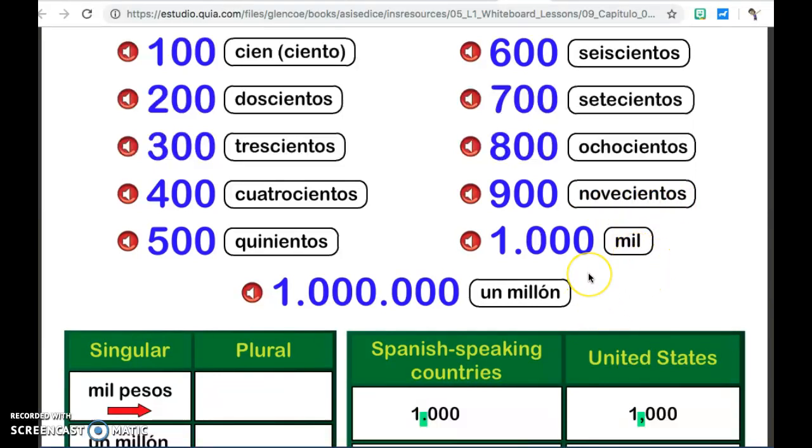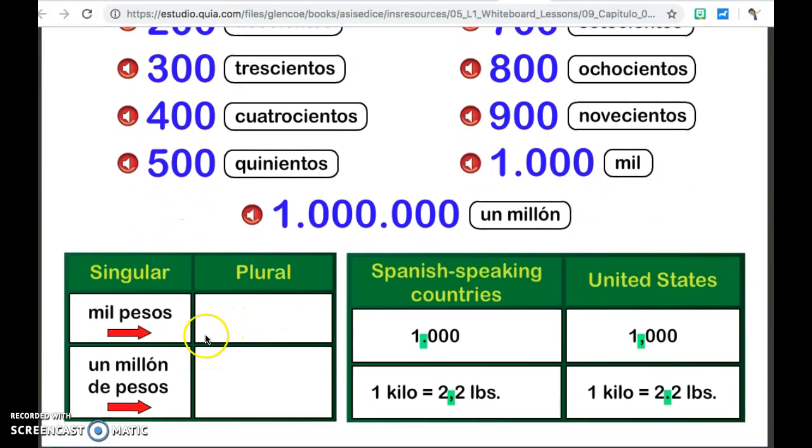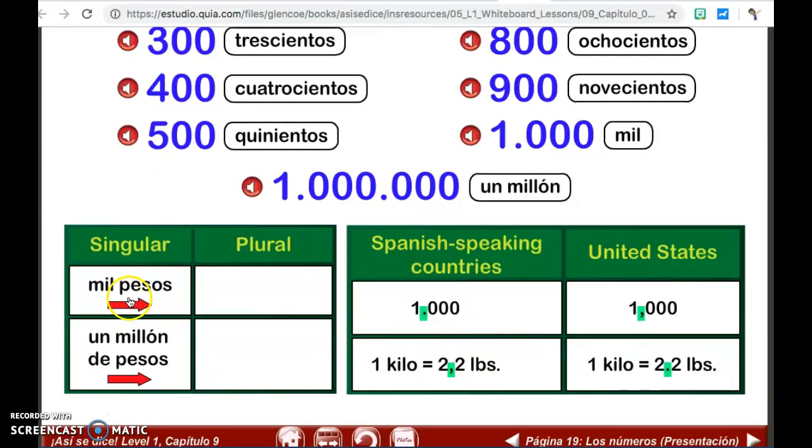1000 is mil, and 1,000,000 is un millón. So 1,000 pesos, 2,000 pesos, 1,000,000 pesos, 2,000,000 pesos. So do you see how this doesn't change, 1000 stays 1000, you just put the number in front? Here it's slightly different. This is singular, but when you make it plural, you add an ES, drop the accent, and then you put the number before.